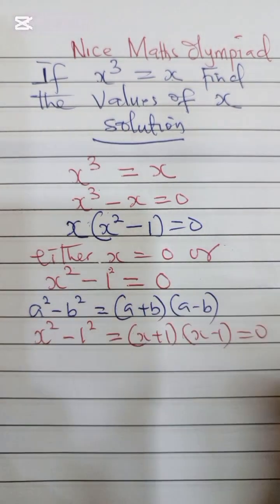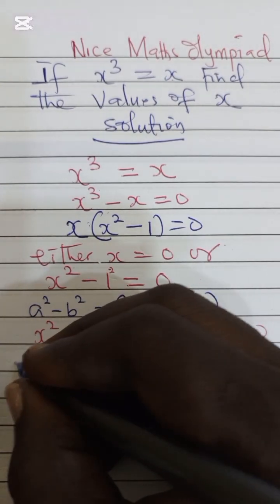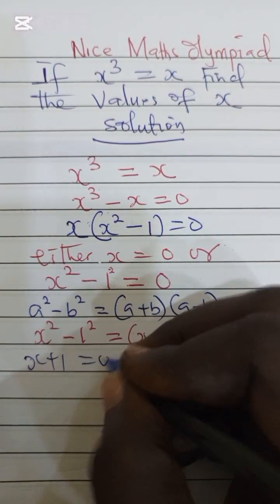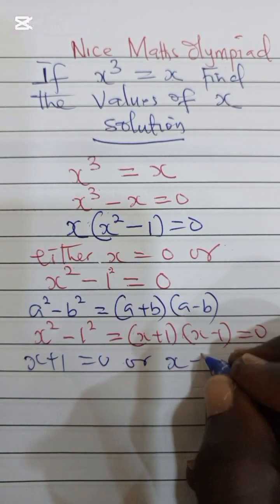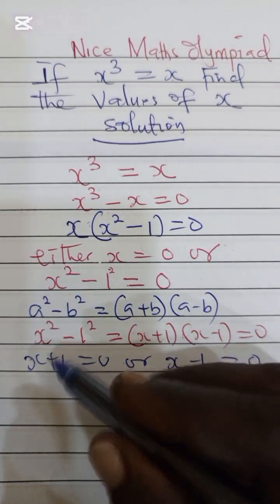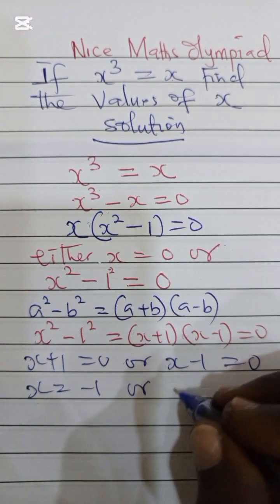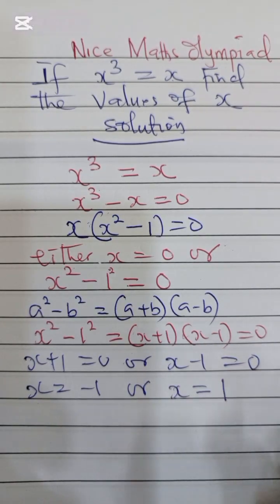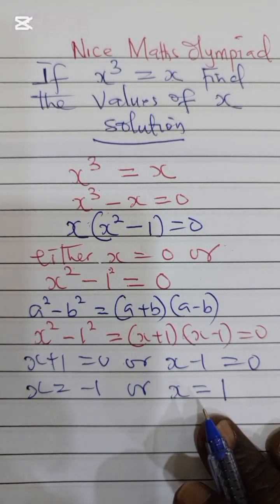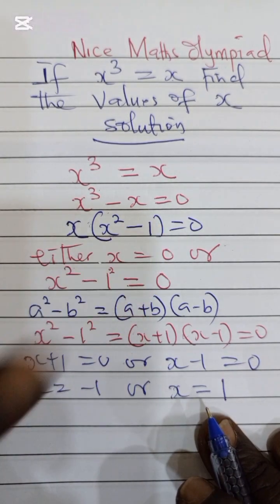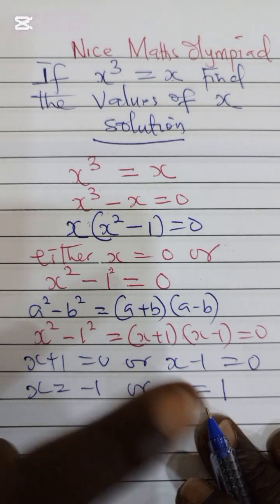So at this point, we can establish the fact that either x plus 1 is equal to 0 or x minus 1 is equal to 0. Let's collect like terms. x will be equal to minus 1 or x will be equal to 1. So you see that we have three solutions. First value of x is 0, next minus 1, next 1.